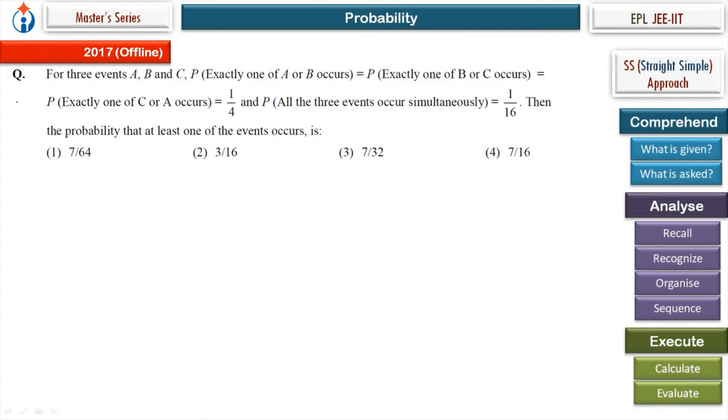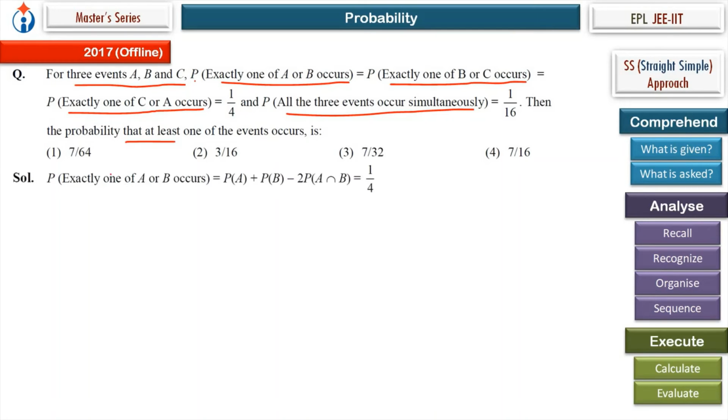2017 offline question paper. The question is, for 3 events A, B and C, what is given? The probability that exactly one of A or B occurs is equal to the probability that exactly one of B or C occurs, which is equal to the probability that exactly one of C or A occurs, equal to 1 by 4. That is given. And the probability of all the 3 events occurring simultaneously is equal to 1 by 16. So this is given. Then the probability that at least one of the events occurs is, that's what this asks. Let's analyze.